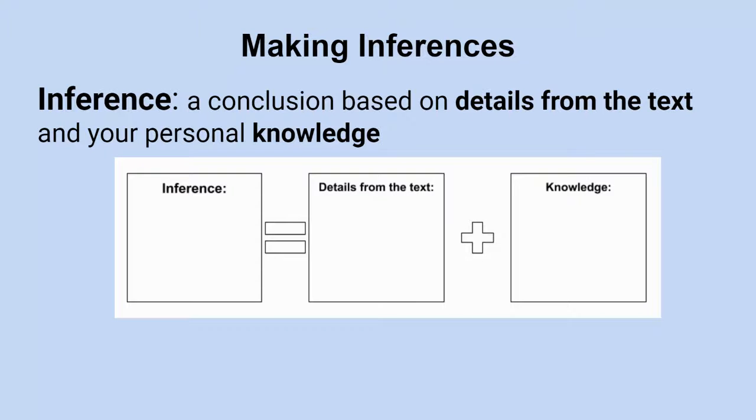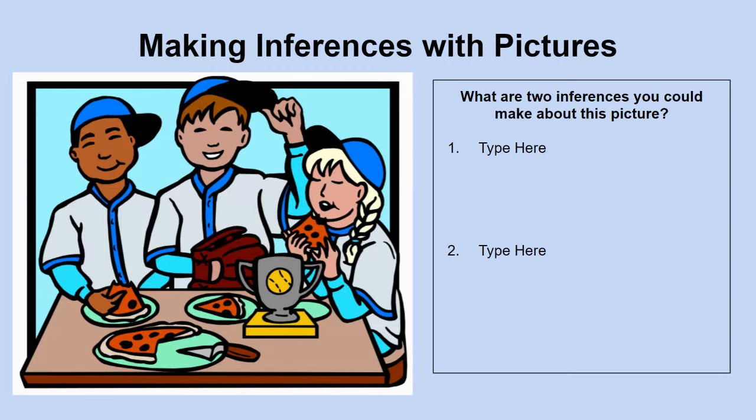Today we will continue work on making inferences in our reading. An inference is a conclusion based on details from the text and your personal knowledge. Remember that an inference is something that is not directly stated in the passage that you are reading. It's something that you figure out on your own. Let's take a look at today's picture.